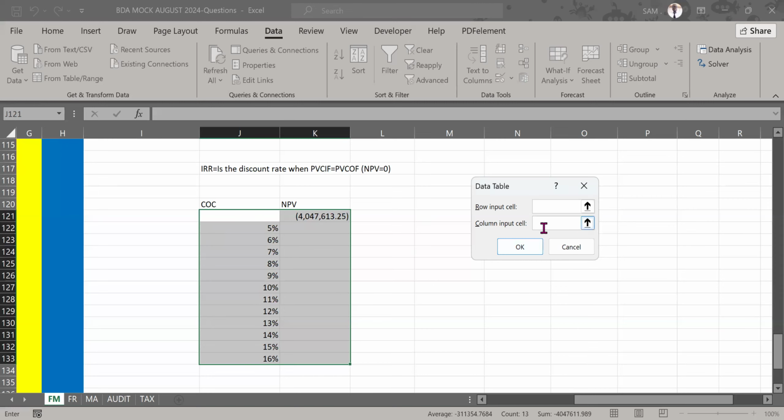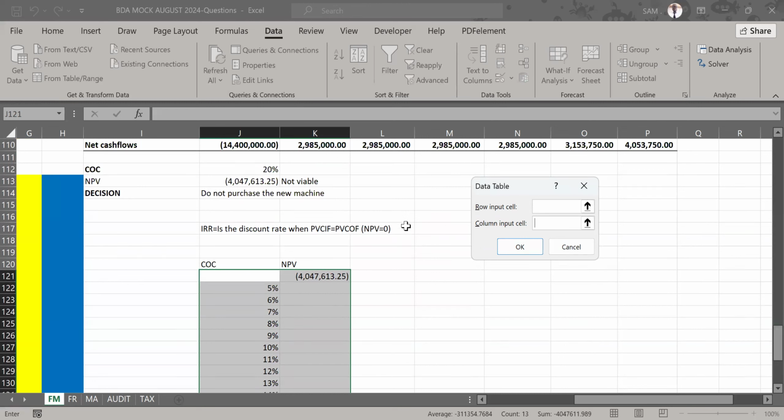Now, tell me, in that column input cell, which cell do I click so that we get to auto-populate our NPV figures corresponding to those cost of capitals? Where is the 20%? You click on the 20%. The 20% cost of capital, because it is what is changing, right?